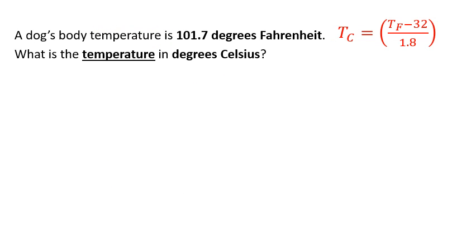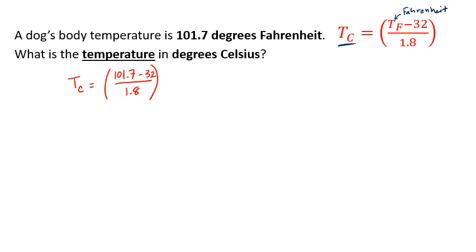A dog's body temperature is 101.7 degrees Fahrenheit. What is the temperature in degrees Celsius? Dogs and cats, their body temperature is a little bit warmer than ours. So here we're going to convert Fahrenheit to Celsius. To do that, we're going to use the formula in the top right. Just like the others, where this T_C stood for temperature in Celsius, this is going to stand for temperature in Fahrenheit. So this is where we're going to plug in our Fahrenheit number. Temperature in Celsius equals the temperature in Fahrenheit, 101.7 minus 32, all divided by 1.8.